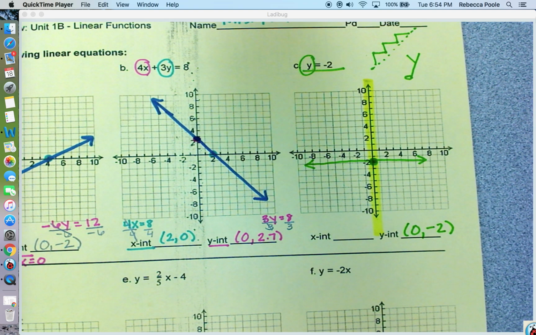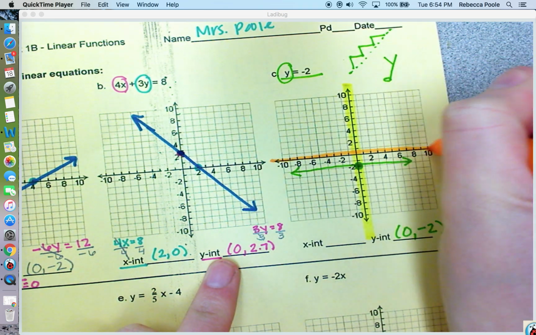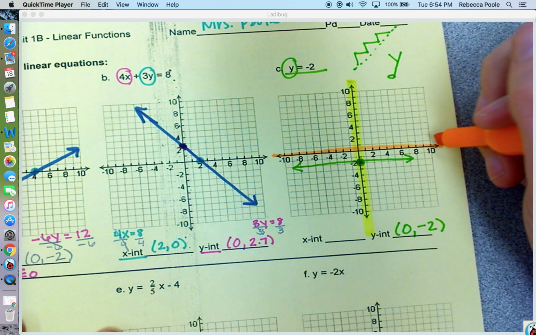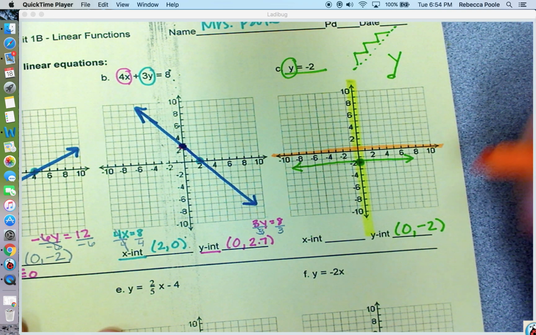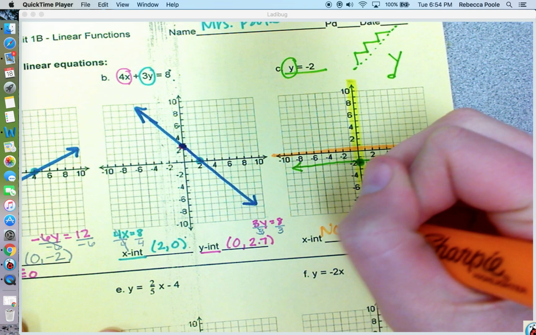All right. Now we need to look at, and I'm looking for a highlighter, if this graph, this green line, touches the x-axis. So does that green line touch my yellow? Or excuse me, my orange. Being colorblind is hard. Does that green line touch my orange? No. So does this have an x-intercept? No. So this would just be none.